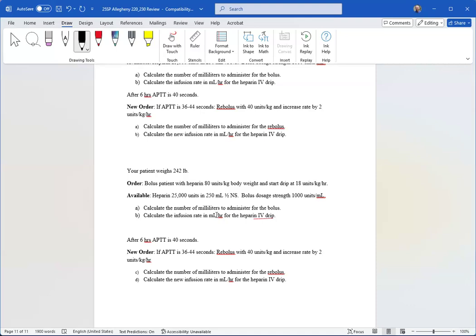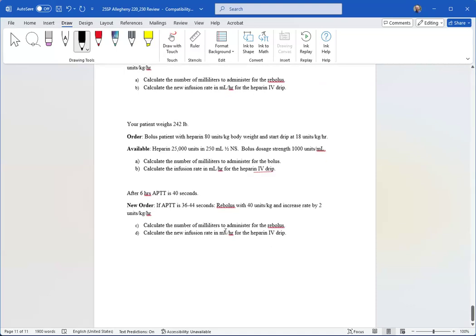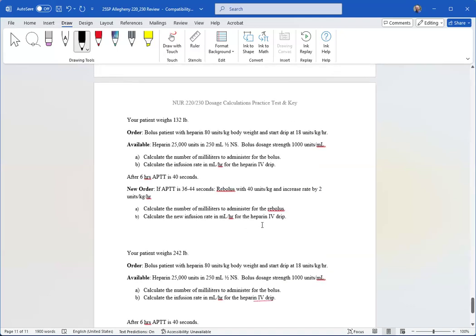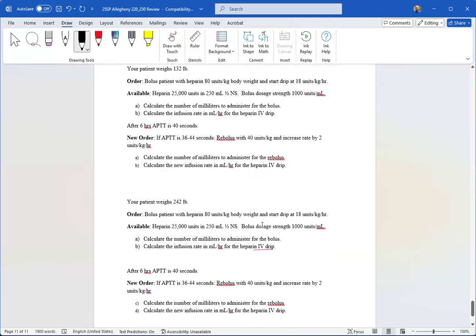So, what questions do you have? Do you want me just to keep working through these next 2 heparin protocols? Do you want to look at some of the flow rate questions? What questions do you have? Maybe like more of the flow rate ones. You got it.